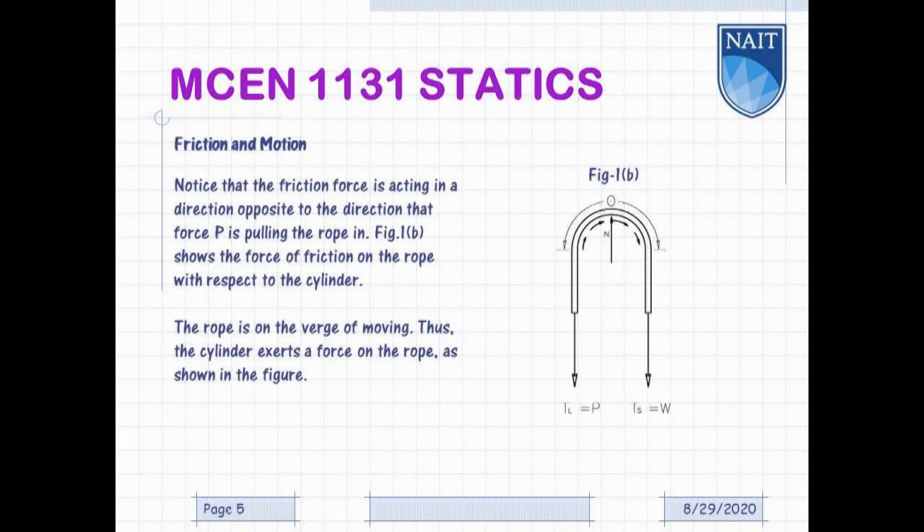Notice that the friction force is acting in a direction opposite to the direction that force P is pulling the rope in. Figure 1b shows the force of friction on the rope with respect to the cylinder. The rope is on the verge of moving. Thus, the cylinder exerts a force on the rope as shown in the figure.